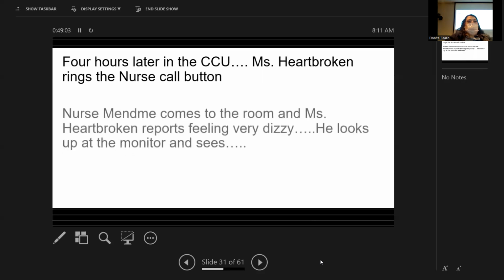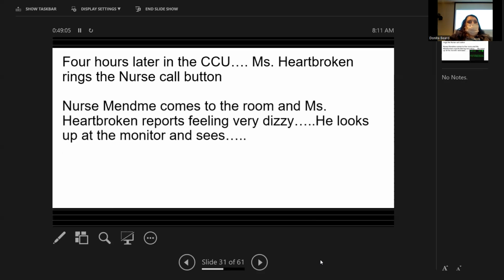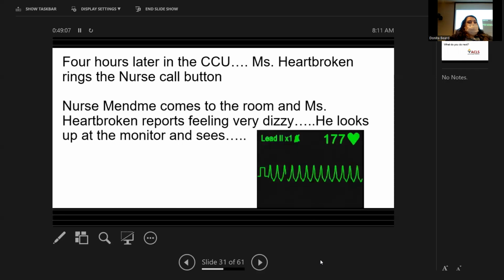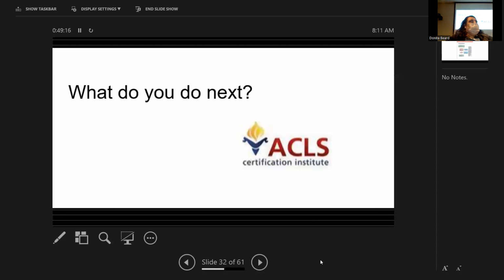Okay, so back to Miss Heartbroken. We have this on telemetry, and she's stable. Her blood pressure is 130. So what we have to do now is go back to ACLS training. Stable ventricular tachycardia patients with a pulse, you try not to shock them until they become unstable because they're wide awake. And so you would use amiodarone or lidocaine.